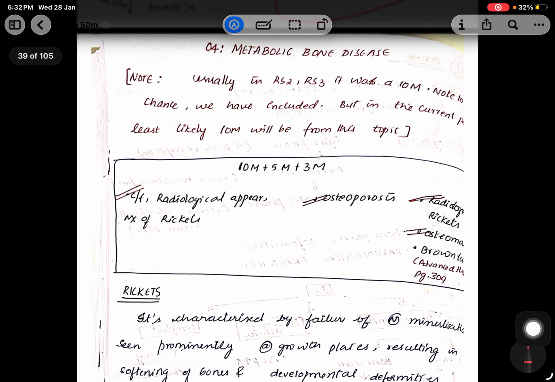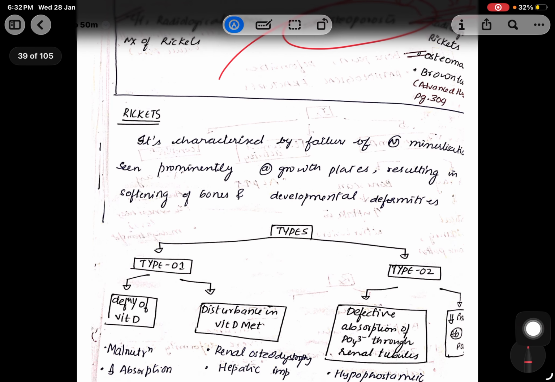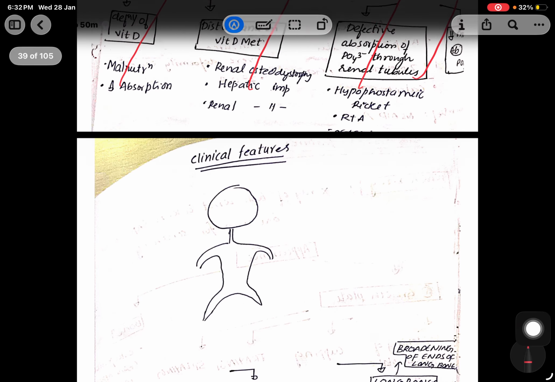Okay. Rickets, though it was usually asked as a 10-marker in RS2 and RS3, now the trend has changed because of its reduced incidence, and there is not much to write for a 10-marker. Though this can be expected as a 5-marker, for sure you will get either a 3-marker or a 5-marker. So know about that. I have written all these things, and I don't think it's necessary, but you can go and refer.